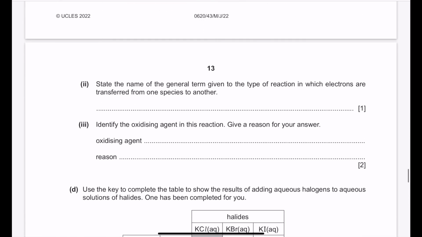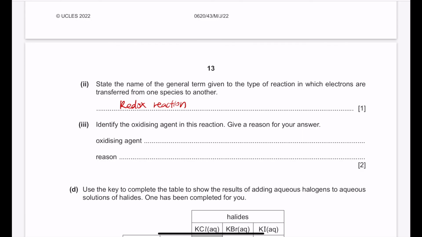So what is the general term given to the type of reaction in which electrons are transferred from one species to another? One loses electrons and another one gains electrons. So what is this reaction called? It is called a redox reaction. Transfer of electrons: one gives away electrons, and another one gains electrons.